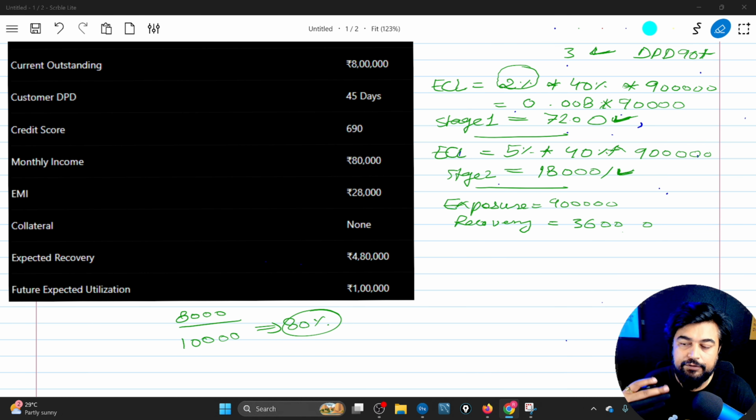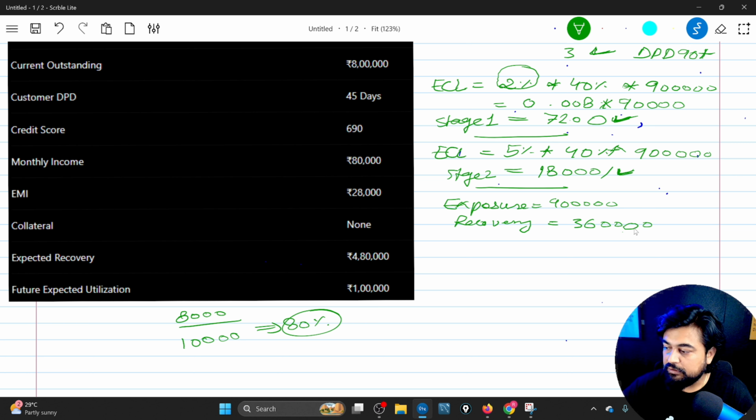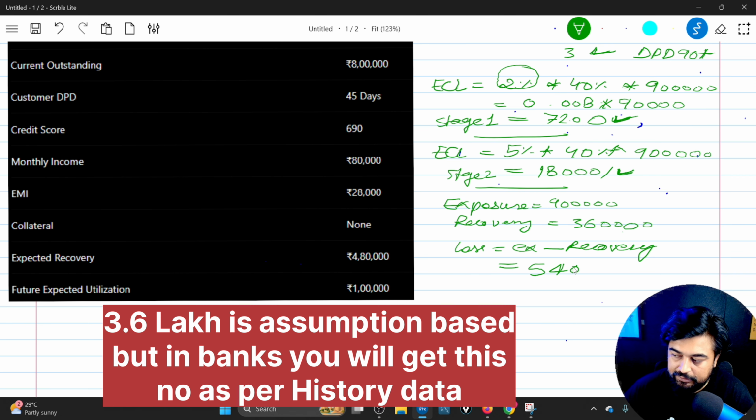So guys, at default stage, which is stage 3, let's say you knew that exposure is 9 lakh, which we already checked. Now there is an assumed recovery of 3,60,000 in this case, right? So there is an assumed recovery of 3,60,000. So how much will the loss be? Loss will be equal to exposure minus recovery. Simple. Now 9 lakh minus 3,60,000 will be close to 5,40,000. So this is what comes as a loss.